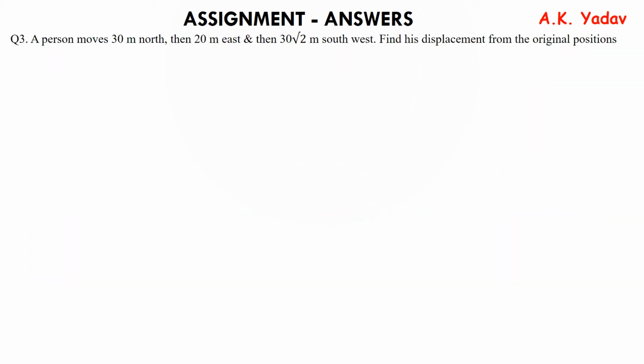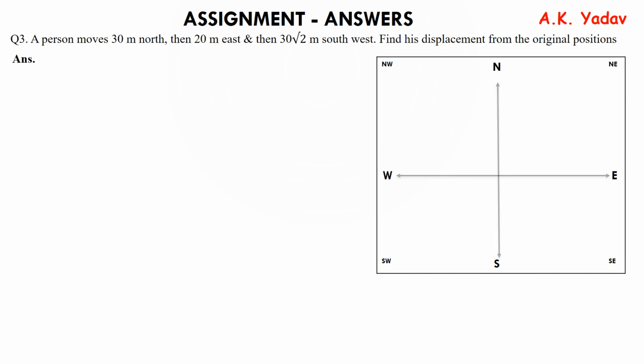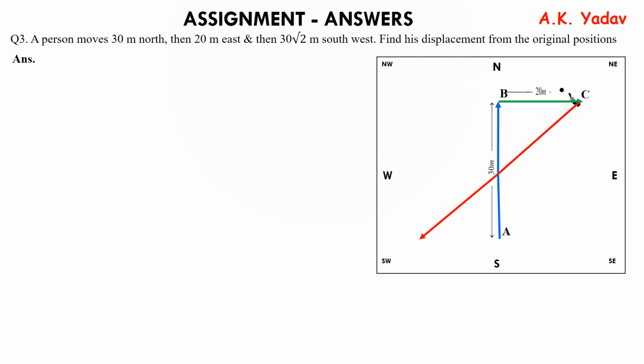Let us do question number 3. A person moves 30 meter north, then 20 meter east, and then 30 root 2 to southwest. Find his displacement from the original position. Let us first visualize the question. The person starts from A, covers 30 meter, reaches point B, covers 20 meter, reaches point C, covers 30 root 2, reaches point D. AB is 30 meter, angle B is 90, BC is 20 meter. I need to find AD.